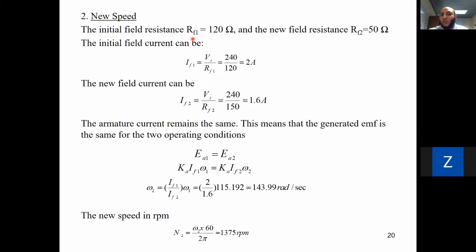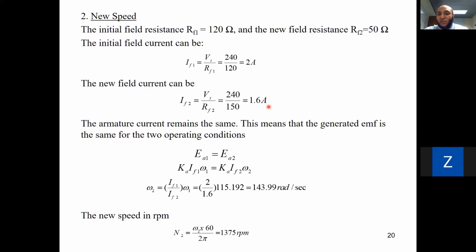The initial field resistance was 120 ohm at the new field rheostat, and RF2 equal to 50 ohms. So the initial field current can be IF equal to V terminal divided by RF. So it's equal to 240 divided by 120. So this is the IF in case number 1. For case number 2, IF equal to V terminal divided by the RF2, which is 150. So the IF2 is 1.6 amps.